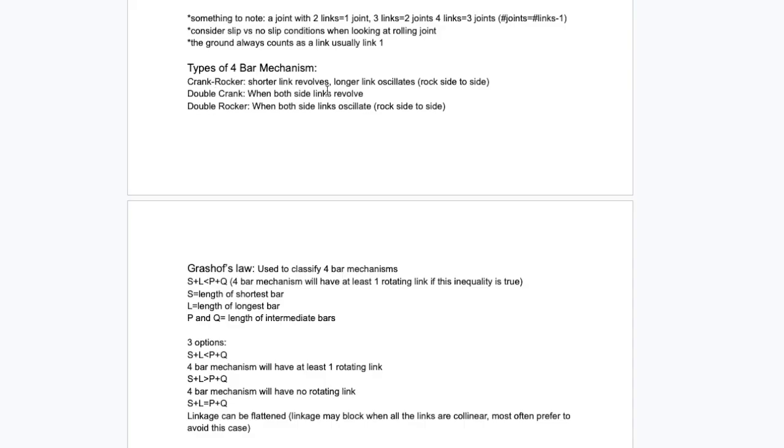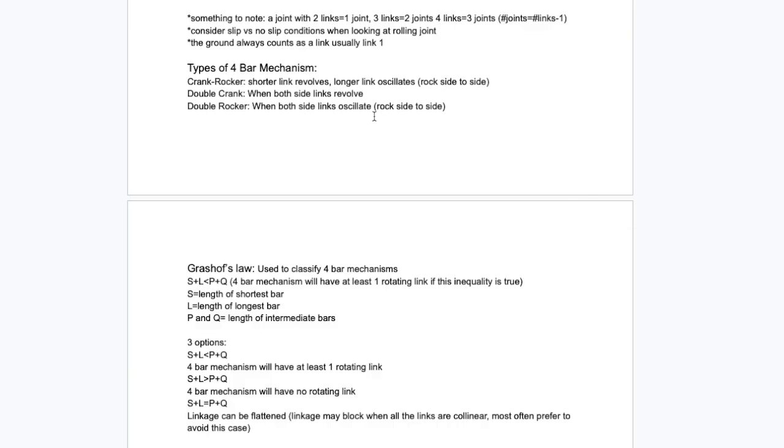Crank and rocker means one of the links, the shorter link, revolves, rotates, and the longer one will oscillate. So what does that mean? You have the short bar, which has a connecting bar between it and the long bar. And so as the short bar rotates, the motion of it is being transmitted through that intermediate bar to the long bar. The long bar is going to have a rocking motion. It's going to move from one side to the next as the crank rotates. Think about a piston. That's how pistons work, right? It rocks, if you want, up and down as the first bar, the short bar, rotates.